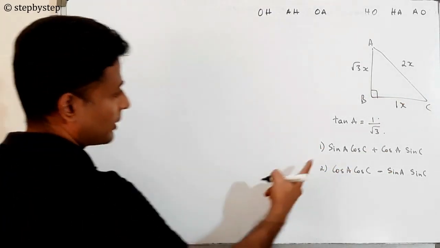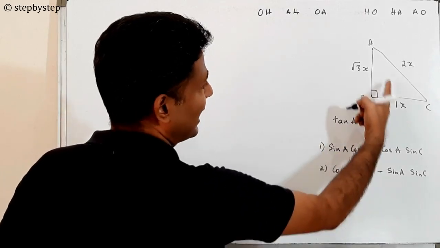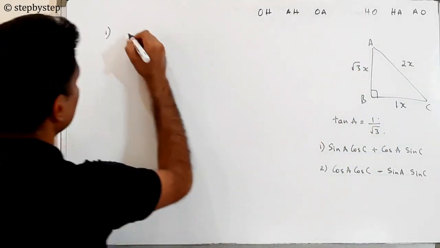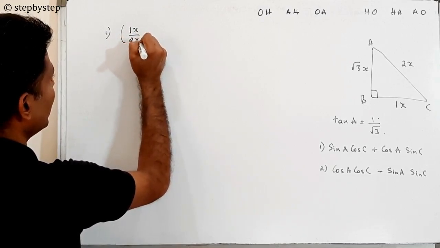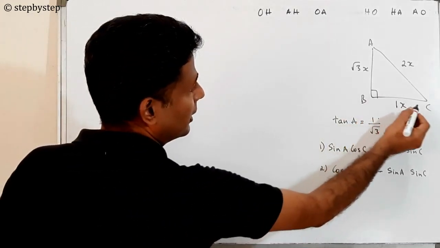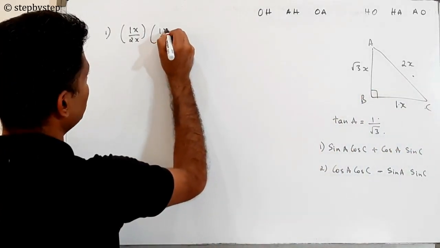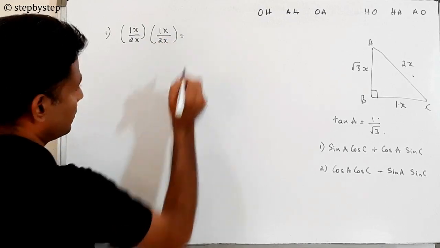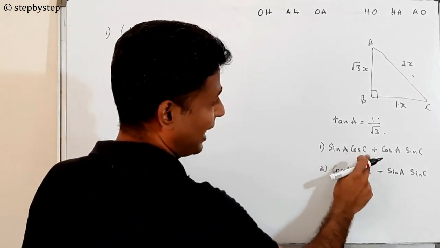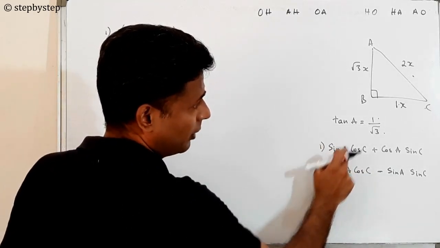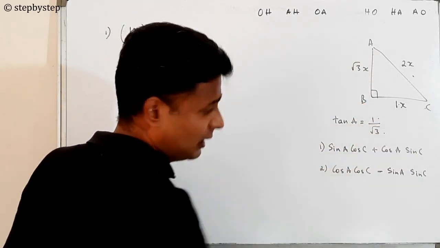Now first thing, sin A cos C. What is sin A? Opposite by hypotenuse. So 1x by 2x into cos C. C is here, cos is what? Adjacent by hypotenuse. So 1x by 2x. Be very careful seeing which angle they are talking about. Here they are talking about angle A, here they are talking about angle C.